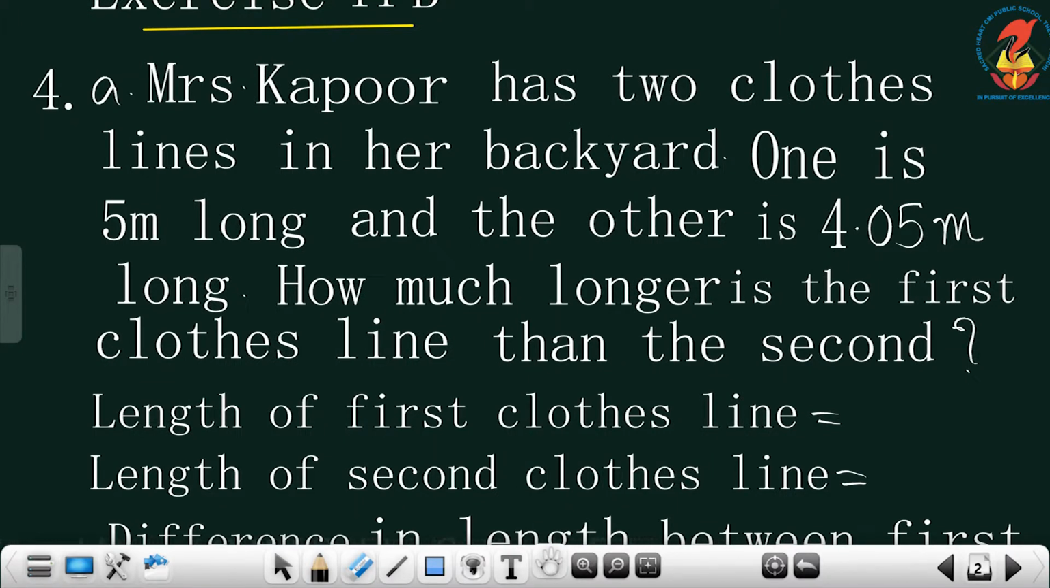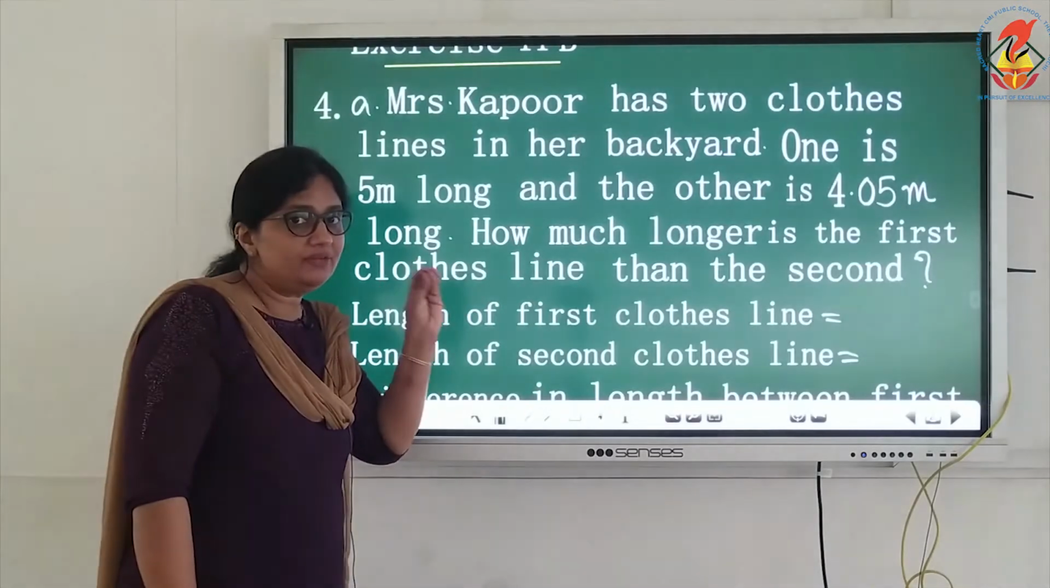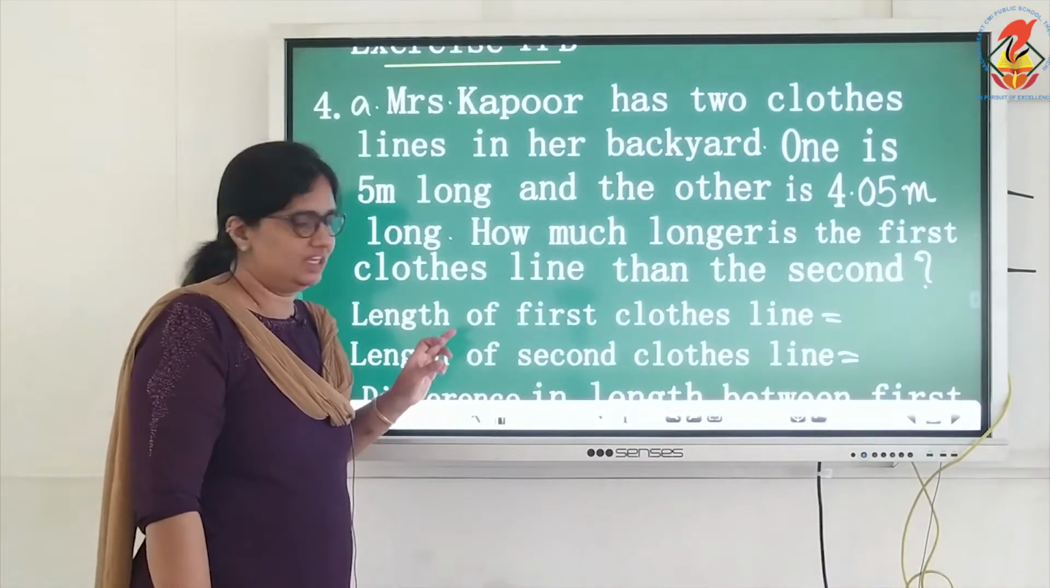The first one is: Mrs. Kapoor has 2 clotheslines in her backyard. One is 5 meter long and the other one is 4.05 meter long. How much longer is the first clothesline than the second one? We need to find the difference between these two clotheslines, right?